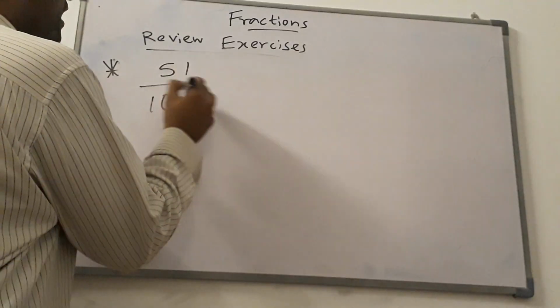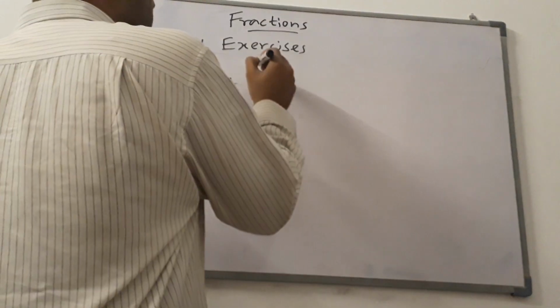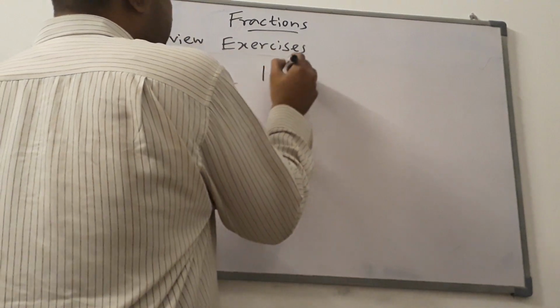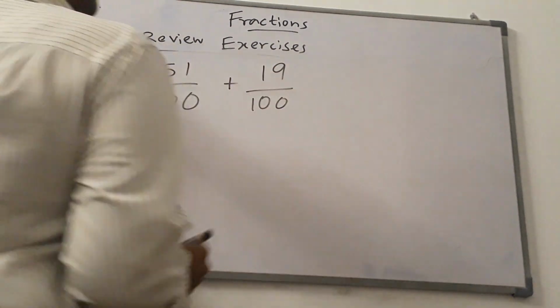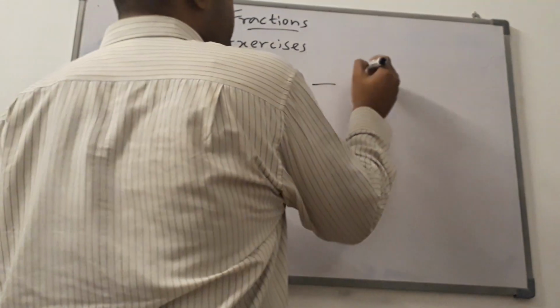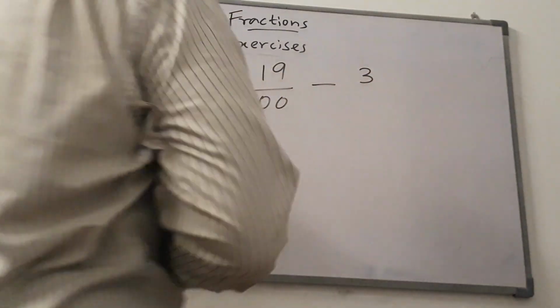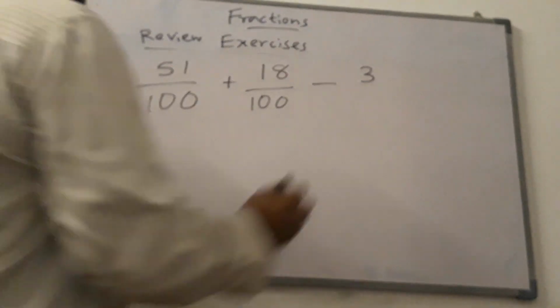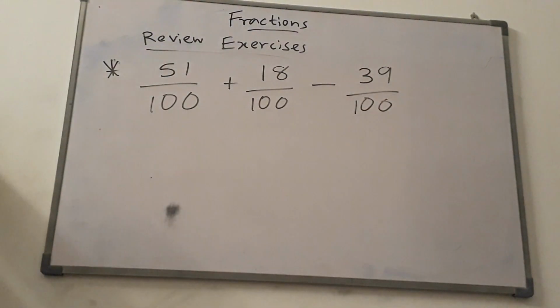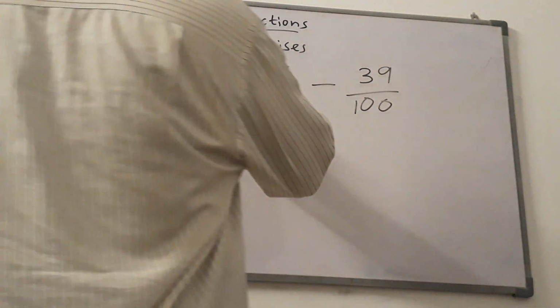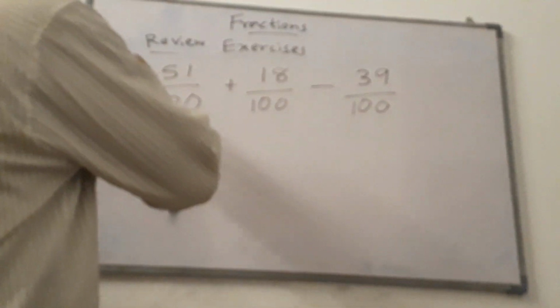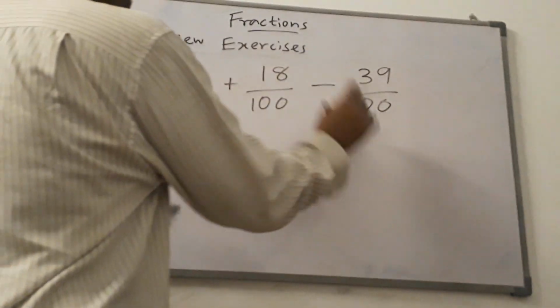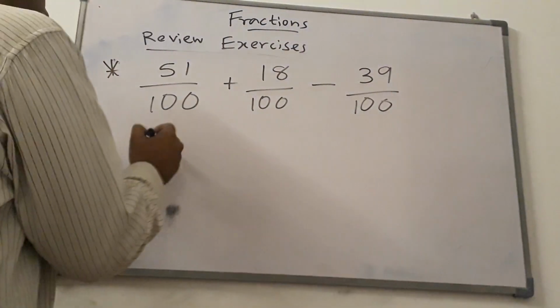51 out of 100 plus 19 out of 100 minus 18 out of 100 minus 39 over 100. How can we do this? Okay, I am not going to do addition and subtraction all straight away. First I am going to do the addition part.